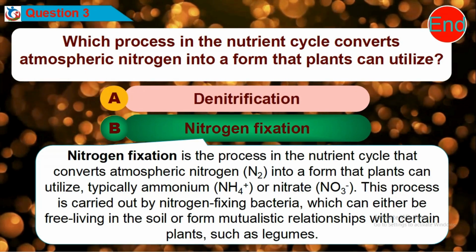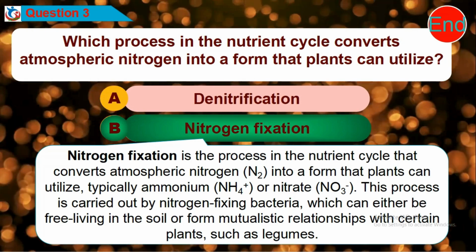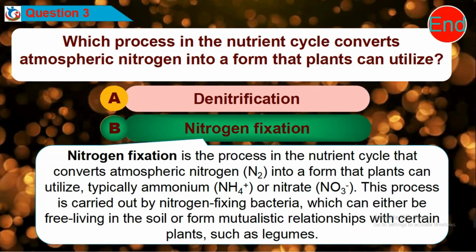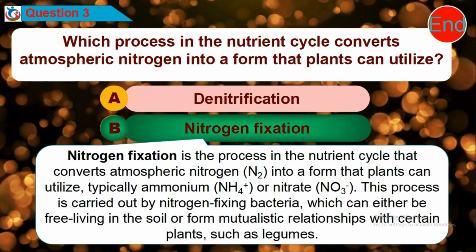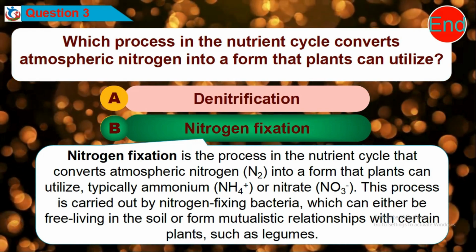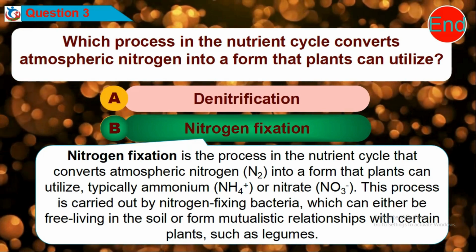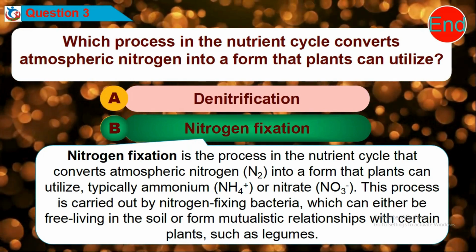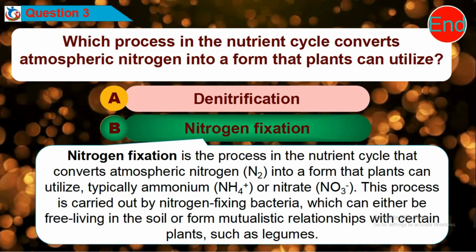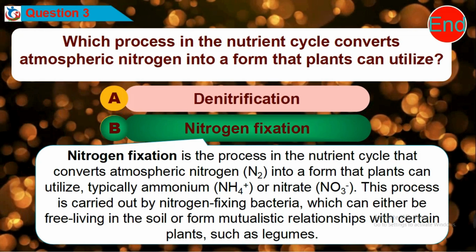Nitrogen fixation is the process in which the nutrient cycle converts atmospheric nitrogen into a form that plants can utilize, typically ammonium or nitrate. This process is carried out by nitrogen-fixing bacteria, which can either be free-living in the soil or form mutualistic relationships with certain plants such as legumes.